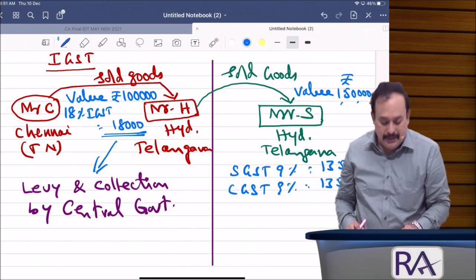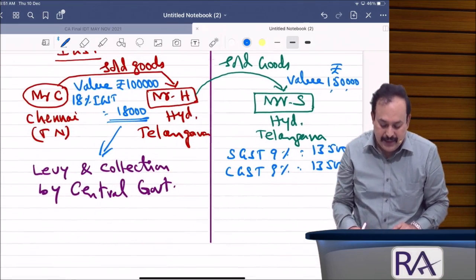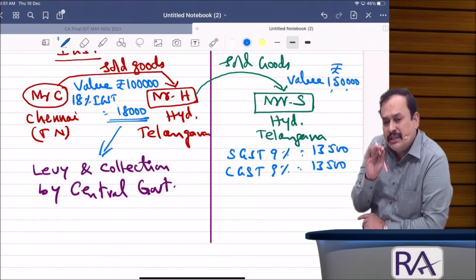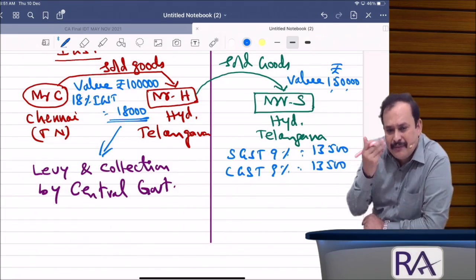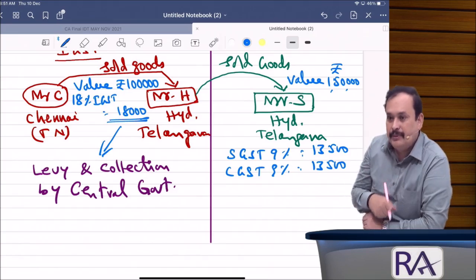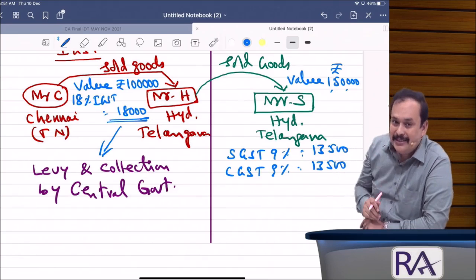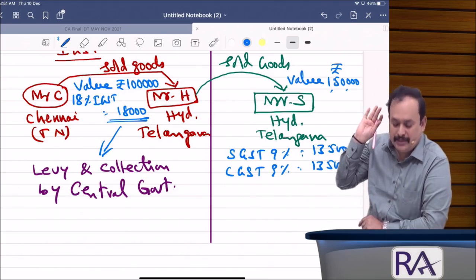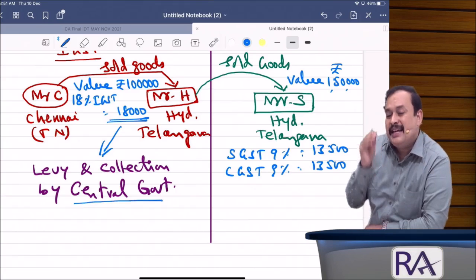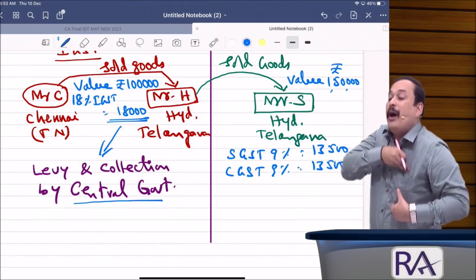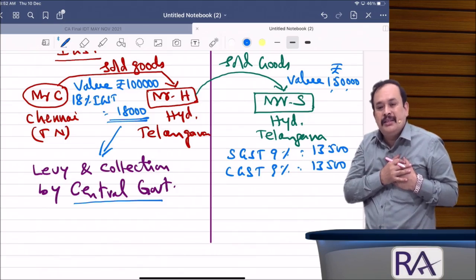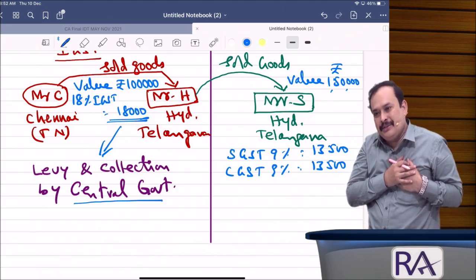One should understand this point in a simplified manner, my dear sir. Mr. C of Chennai, supplier of the goods, is collecting IGST from H of Hyderabad, and that IGST should be paid to the department or not? He paid to the central tax department, IGST collected and paid to the central government. Now this 18,000 rupees is in whose pocket? Central government or state government pocket? Central government pocket. How much? 18,000. Is it clearer, brothers?